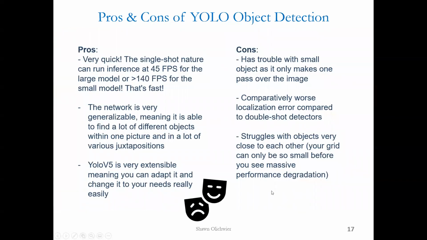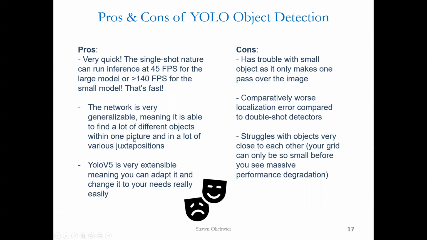So, the pros and cons, to close out the presentation here. The pros of YOLO: very quick. In some cases, you can get up to like 140 frames per second, and that's just for the small model. We are using the YOLO v5s, which is the smallest model, or maybe the second smallest. I think they have a Nano as well.